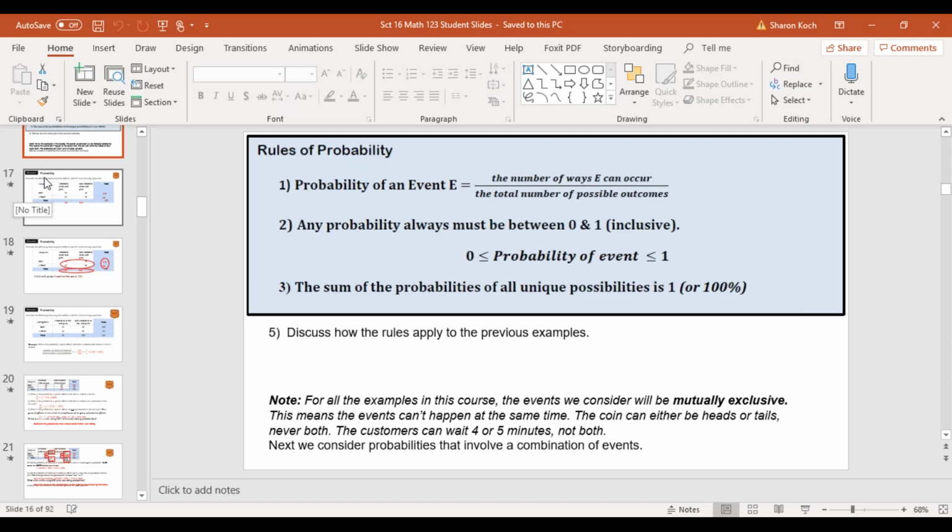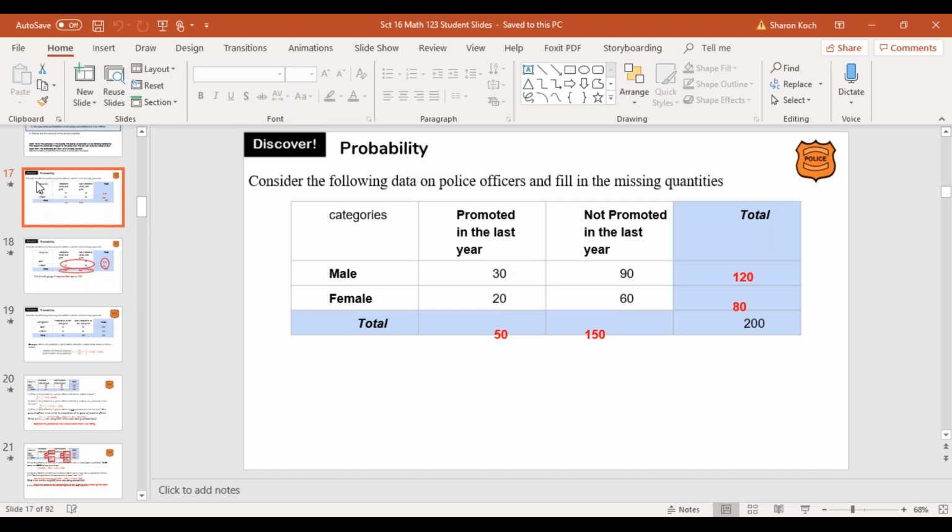So we're going to look at police officers. Now, we know police officers are either male or female. And in this particular case, we're going to be looking at those who were promoted in the last year and those who were not promoted in the last year. Okay, so here's the table that we've created here. Male, female, promoted or not promoted. Here's the number of people in each of these.